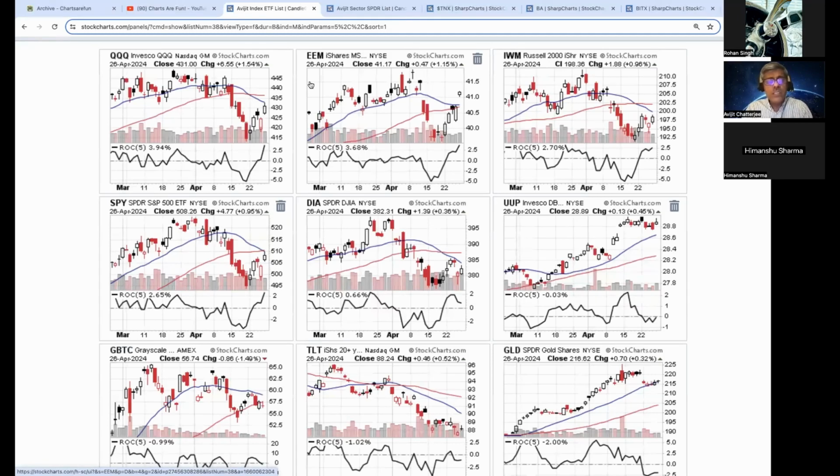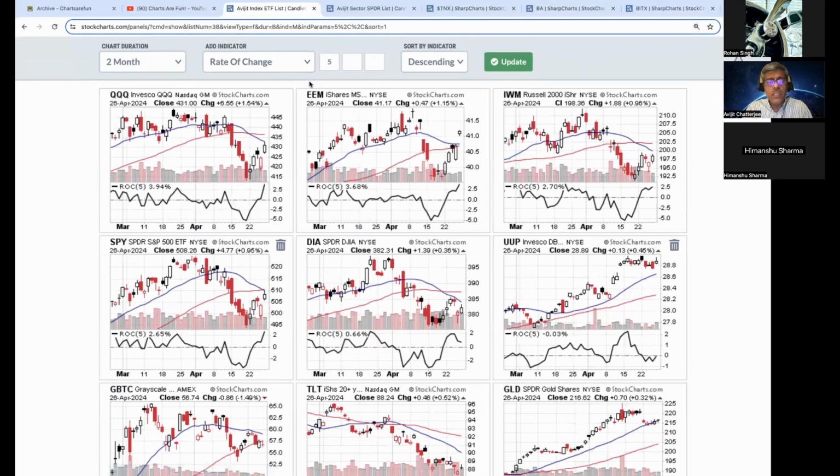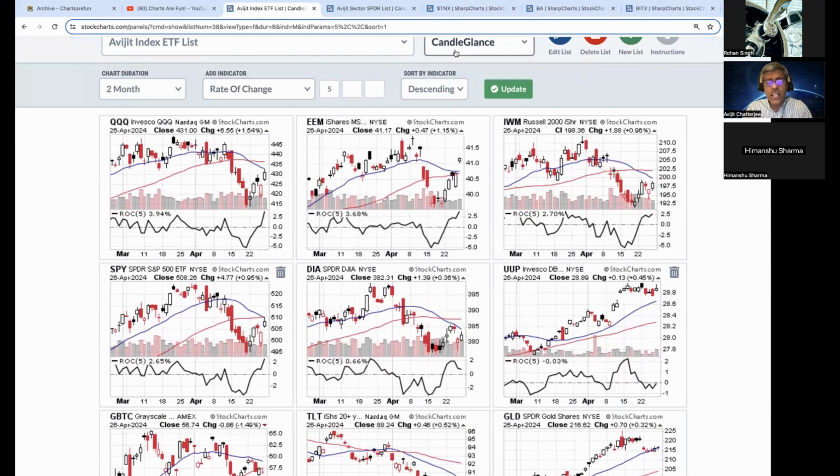I have done this. It's a chart pattern called Candle Glance in stockcharts.com. This is looking at a shorter time frame, so every candle here is a day of trading, and we can concentrate on what happened the week of the 22nd. You can see the line here at the 22nd and everything to the right of it. These 5 candles are the 5 candles of this week.